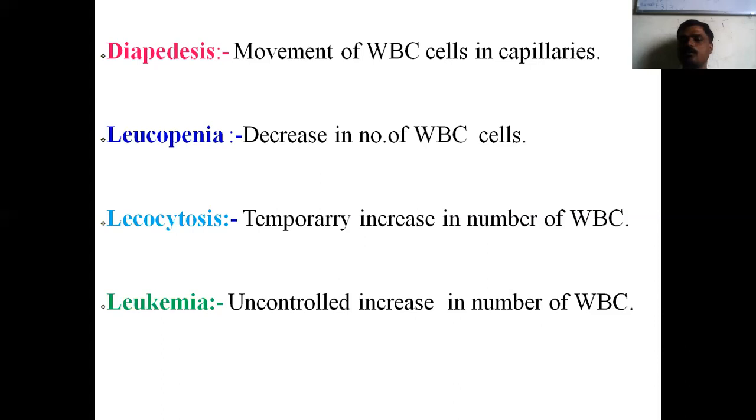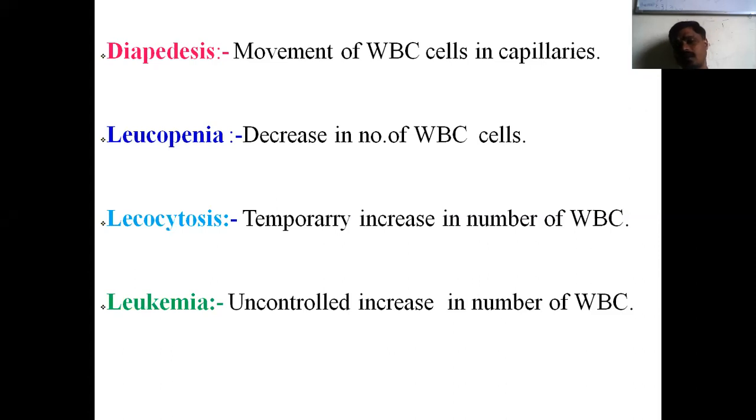The second thing is leukocytosis, a temporary increase in the number of WBC. In case of an allergic condition, in case of disease, in case of pathogenic attack, or whatever we are suffering from, leukocytosis takes place because of the temporary increase or decrease in the number of WBC. So leukopenia and leukocytosis take place.